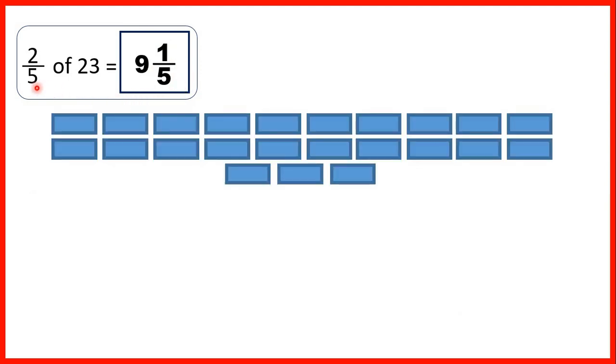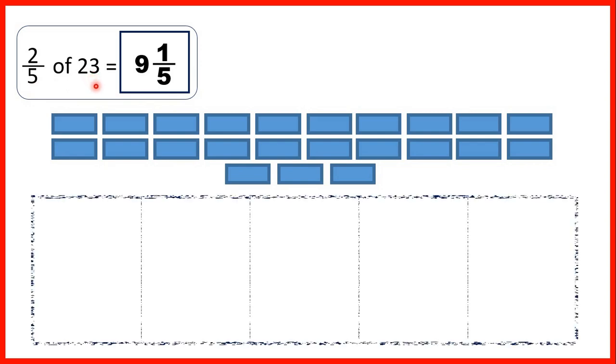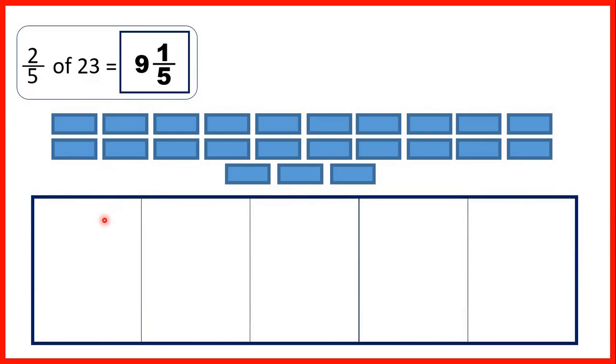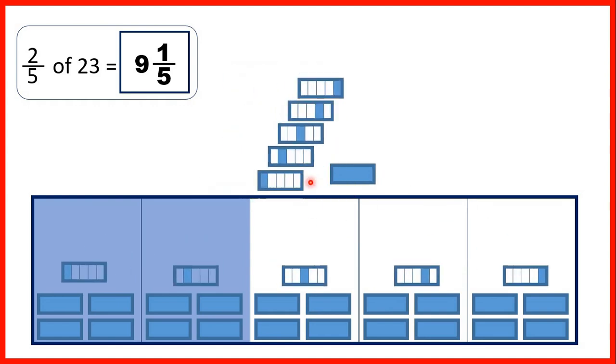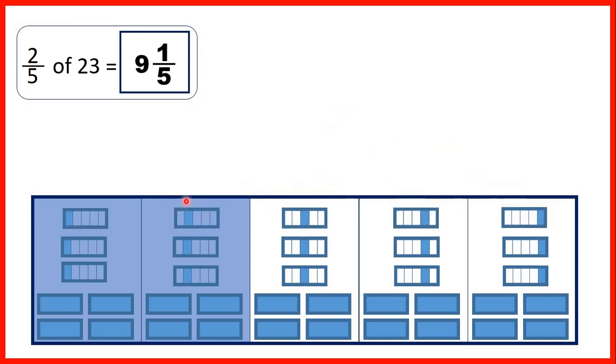Then we needed to find 2/5 of 23, so we can show a fraction bar split into fifths, and we want 2/5. Now we can share out 20 of these blocks, with 4 blocks in each of our fifths, and with these 3 remaining blocks we can split them into fifths and share them out. So now we have 4 blocks and 3/5 in each of our fifths. But remember, we were finding 2/5, so in the 2/5 we have 8 whole blocks and 6 fifths.